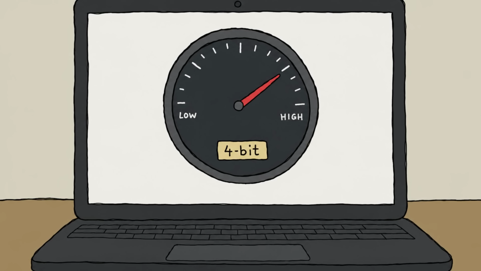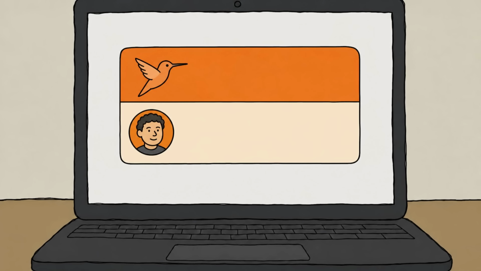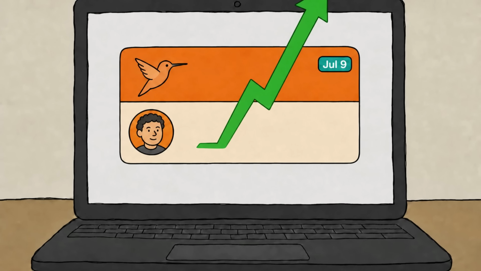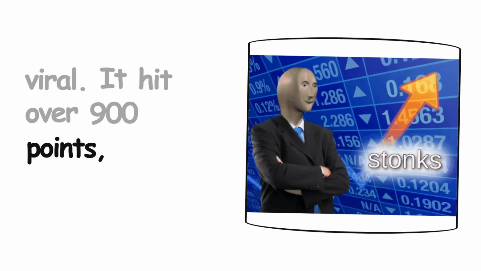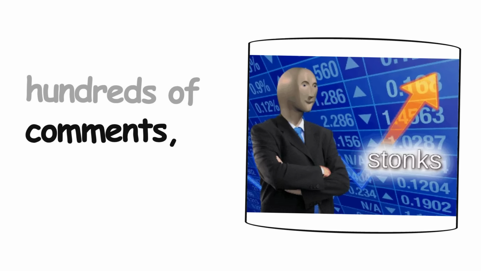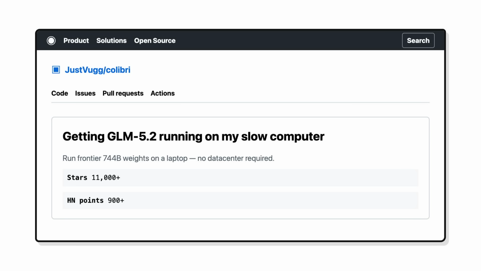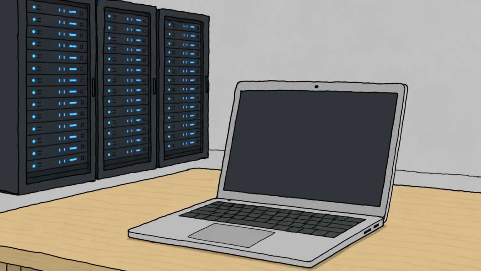The only remaining question is how much degradation the model suffers from the 4-bit quantization, which the community is still actively benchmarking. When JustVug posted Colibri to Hacker News on July 9th with the title, "Getting GLM 5.2 running on my slow computer," it went instantly viral. It hit over 900 points, generated hundreds of comments, and the GitHub repository exploded past 11,000 stars in a matter of days. And it blew up because it represents a complete shift in how we think about computing power.